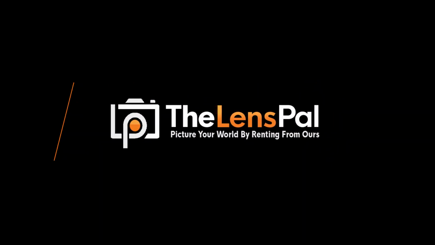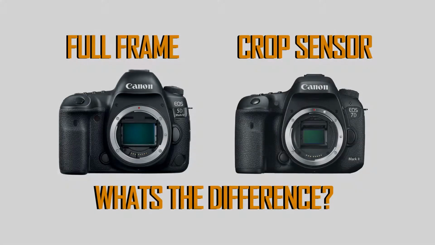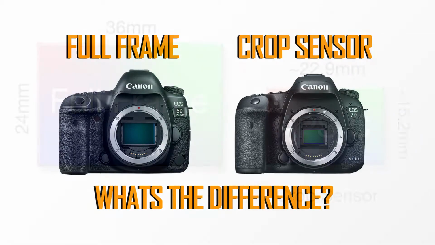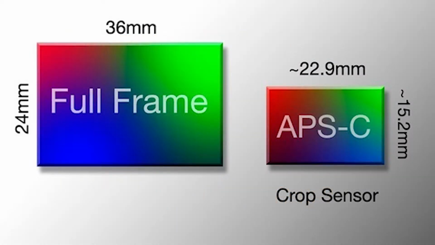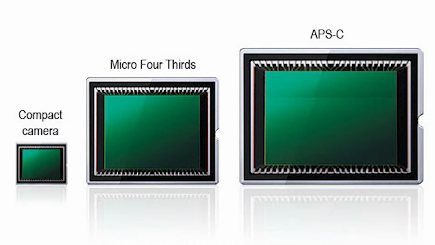Today, we're talking about the difference between full frame and crop sensor cameras. When it comes to sensor size, there are two terms to classify them: full frame and crop sensor. The term full frame refers to a sensor that has similar dimensions to a 35mm film format, whereas a crop sensor refers to a sensor smaller than a full frame sensor. The most common types are APS-C and Micro Four Thirds.